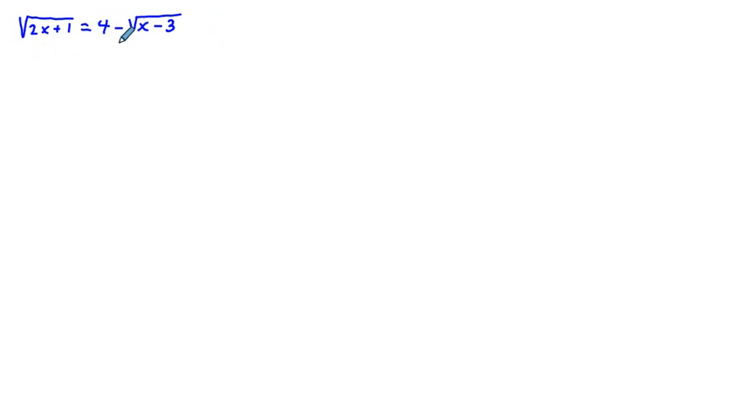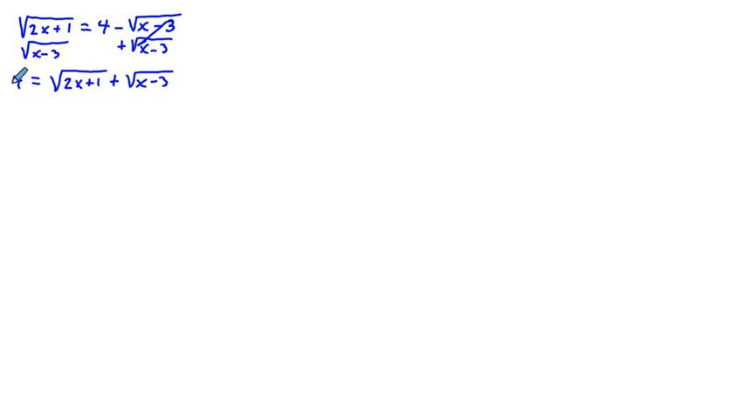And the first thing I'm going to do is add the square root of quantity x minus 3 to both sides of the equation. And when we do that, we get 4 is equal to the square root of quantity 2x plus 1 plus the square root of quantity x minus 3.